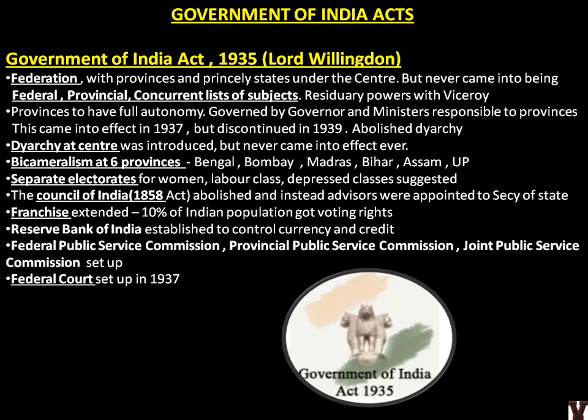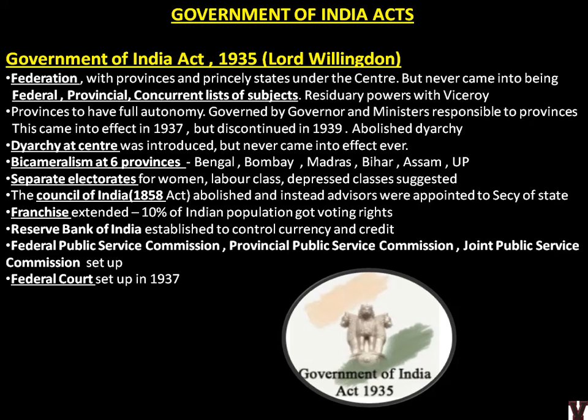Now this is the time when Federation came up for the first time, that is a federal setup, the center-state kind of thing, with provinces and princely states under the center. Now everything is becoming more and more formal. But the problem is that few of these things, the first 3 points you are going to see, were actually only on paper, they did not happen in real. So the federation with provinces and princely states under the center never came into being, it did not happen.